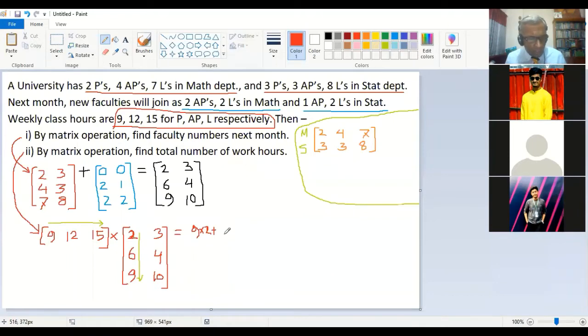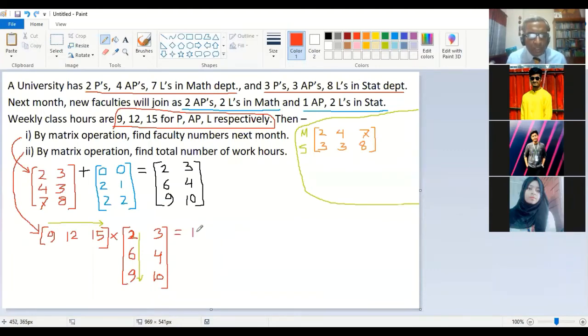Or do I need to write all this? No, maybe directly I can write 18. Yes, 9 into 2 is 18, and then plus 12 into 6 is 72. Yes, and then 15 into 9, so 135. Okay, and then put a gap, because you will do the same calculation for the next column also.